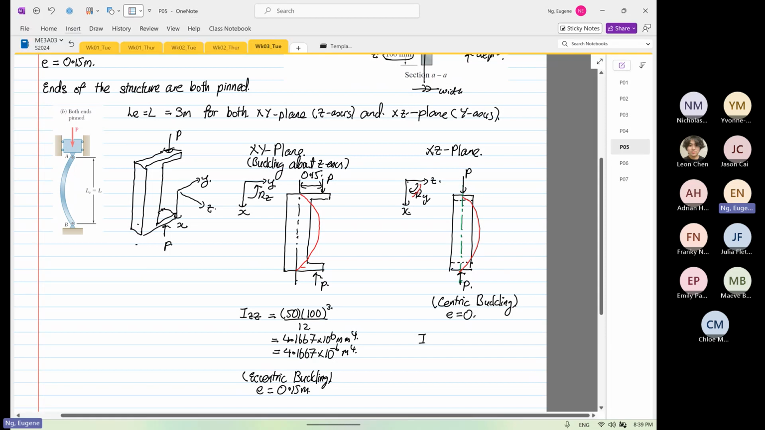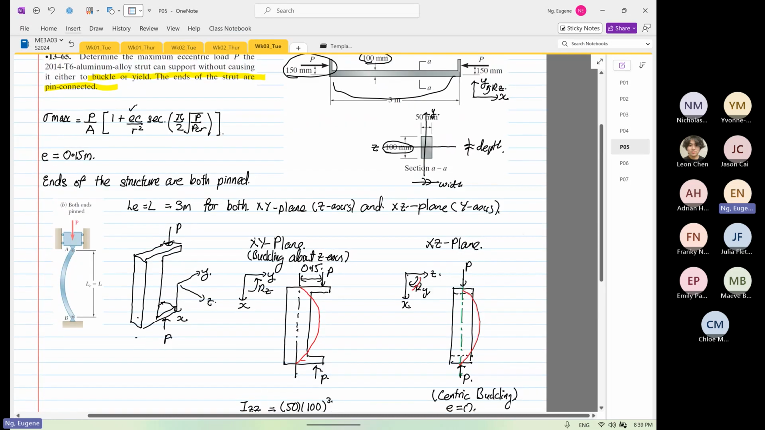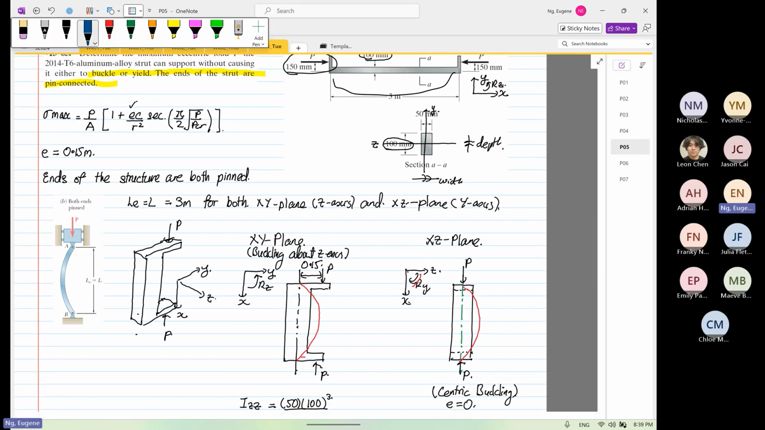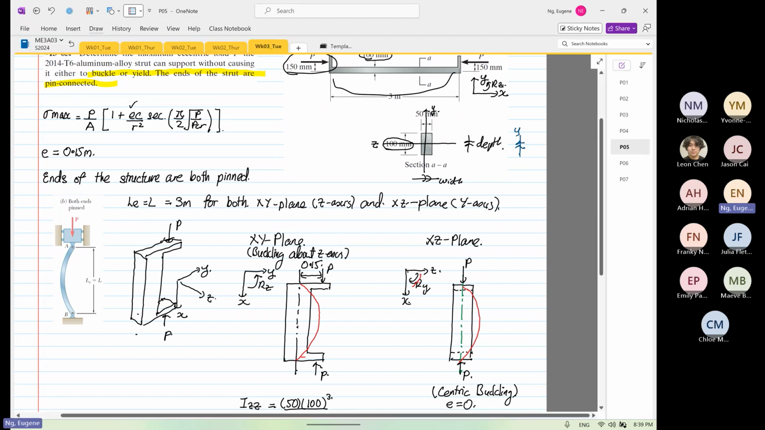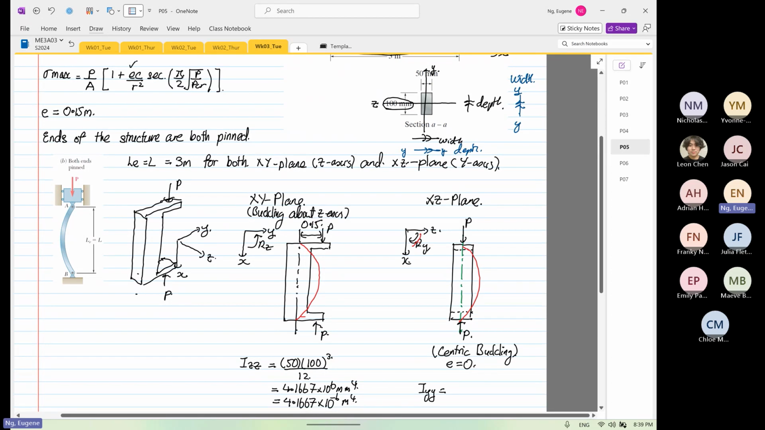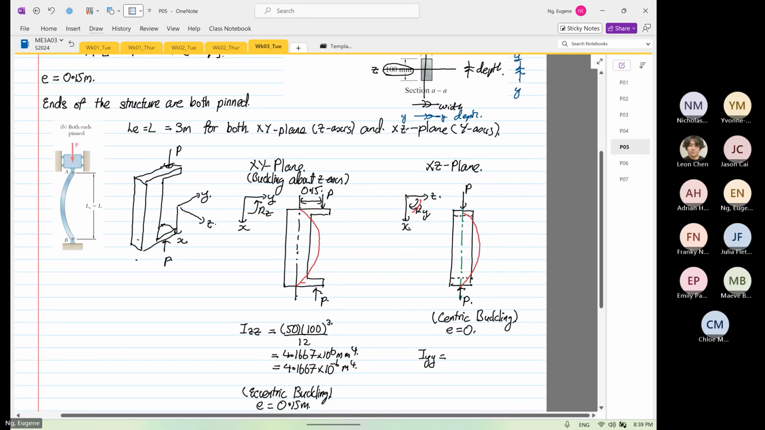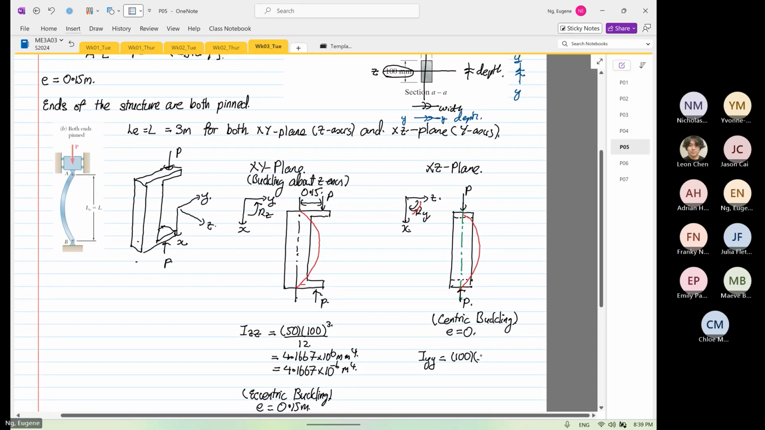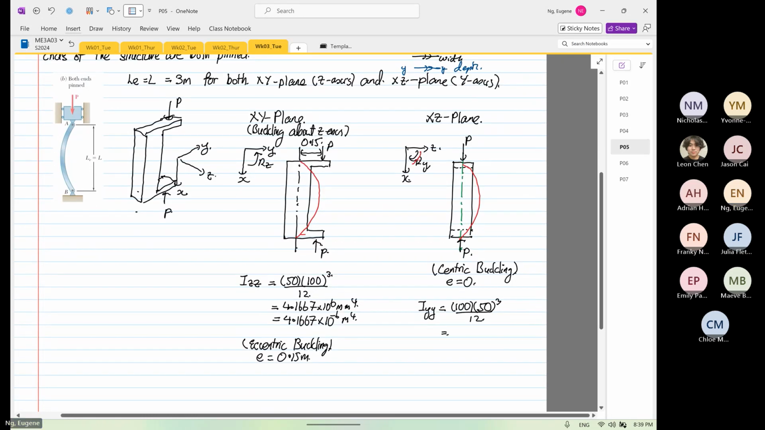So Iyy will be, so if we look at YY now, I'm going to use a different color for YY, right? So for YY now, this will be our what? This will be our width. And for YY, this will be our depth. Okay. So Iyy, the width is 100. The depth is equal to 50. Power 3 divided by 12. Okay. So 100.